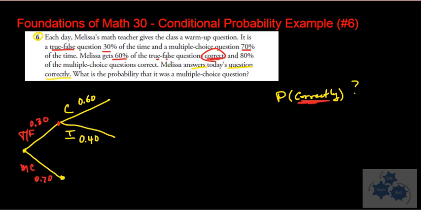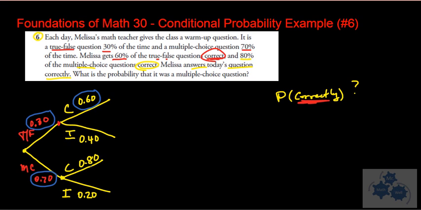So what about the multiple choice? What does it say about the multiple choice? 80% of the multiple choice questions she gets correct, which is pretty good at multiple choice. So here's correct, that's a probability of 0.80. And of course, we would have incorrect of 0.20. I hope you're following so far. For these conditional probability problems, it's a great idea to do your tree diagram and then outline the probabilities that make sense.